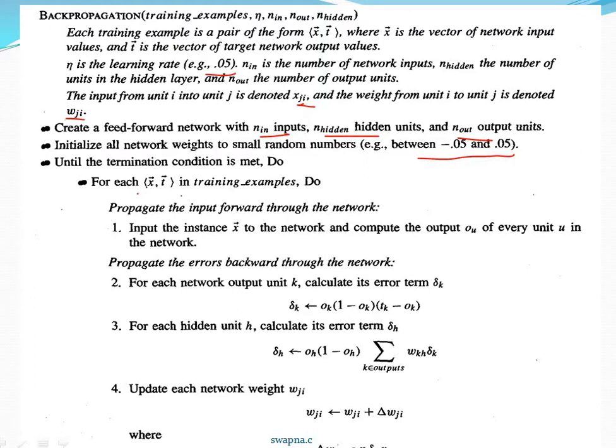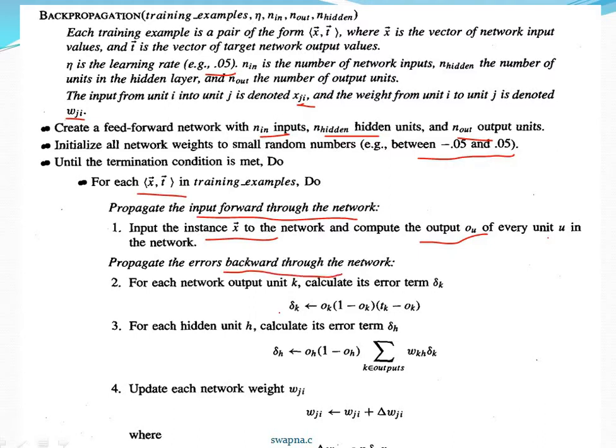So for each training example, we will continue this loop for this iteration and propagate the input forward through the network. For the input instance, X is given to the network and we compute the output for every unit U in the network. Then we propagate the errors backward through the network.